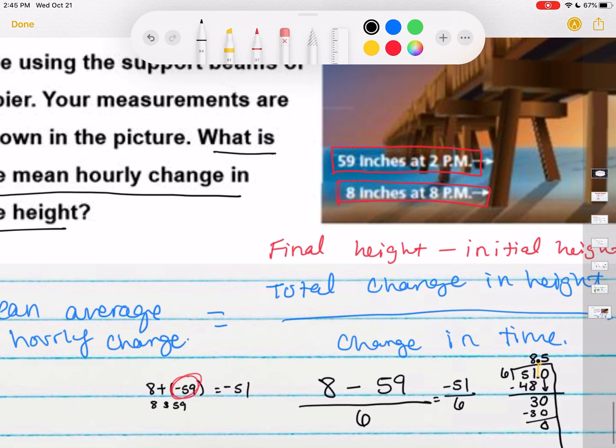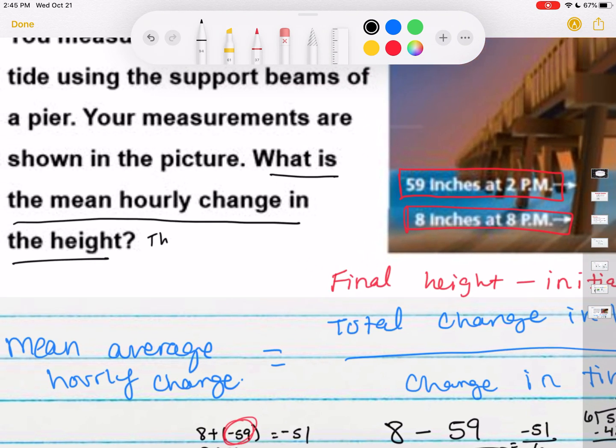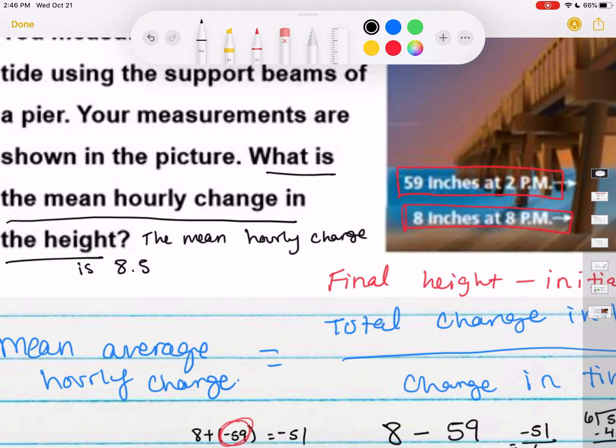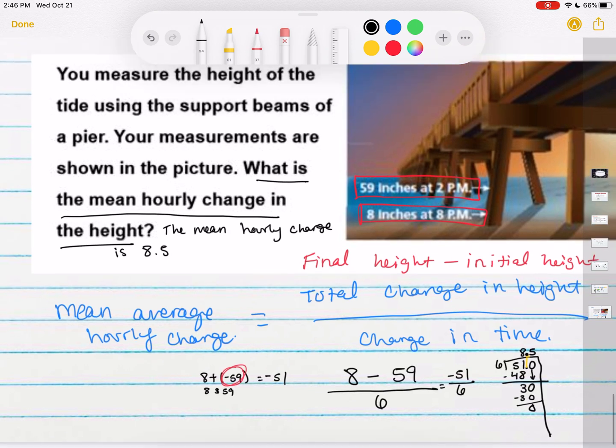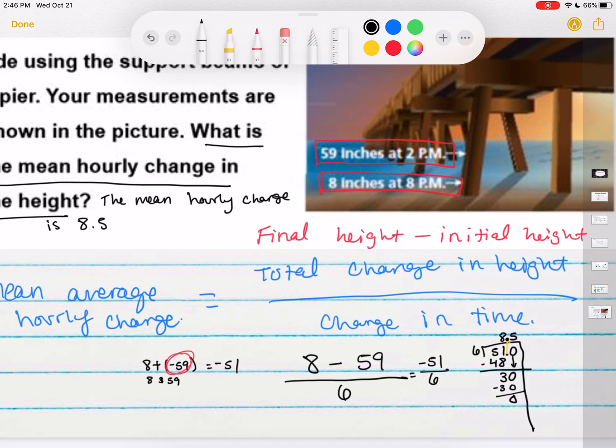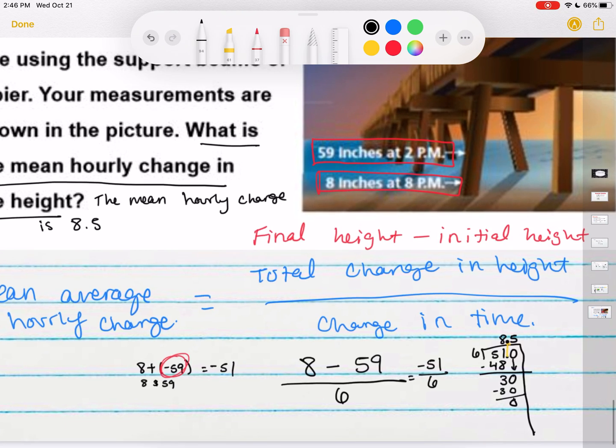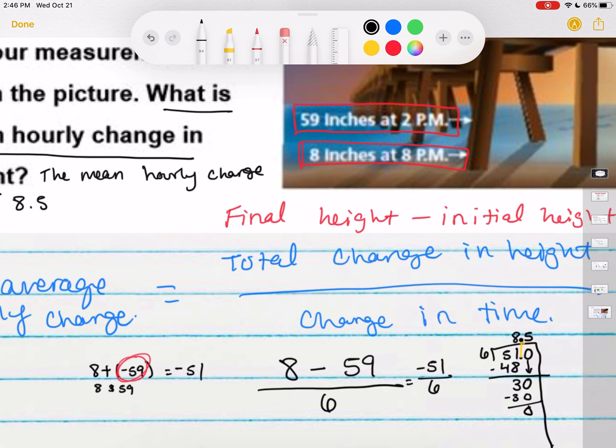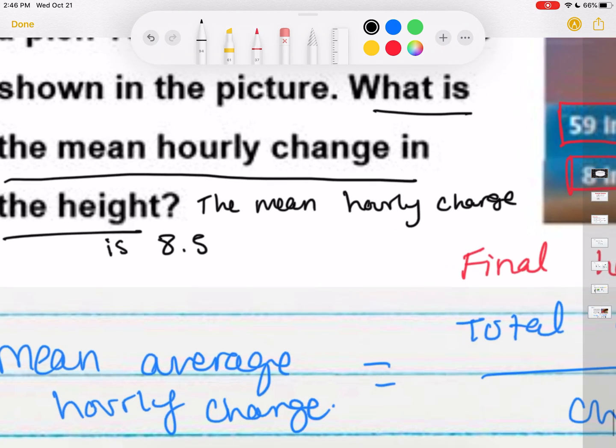Let's write this in a sentence. The mean hourly change is 8.5, and let's see, what's our unit? We did the total change in height, which was measured in inches, divided by the time, which was in hours. So my unit is going to be inches per hour. Or I could write that as inches over hours too if I wanted to write it all out.